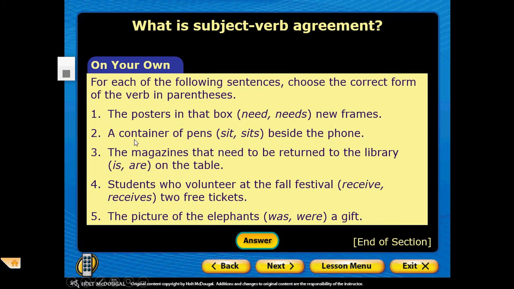Ooh, that's a little tricky. A container of pens. Yes. I'm going to say container. Yes, you're spot on, Anthony. Very good. So which one, does container have an S?